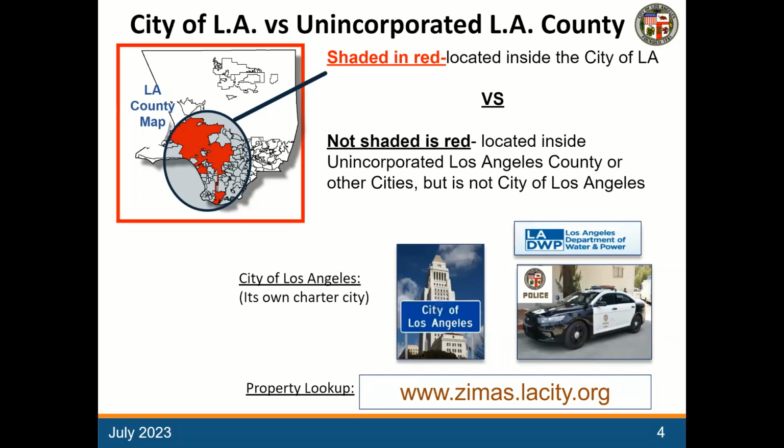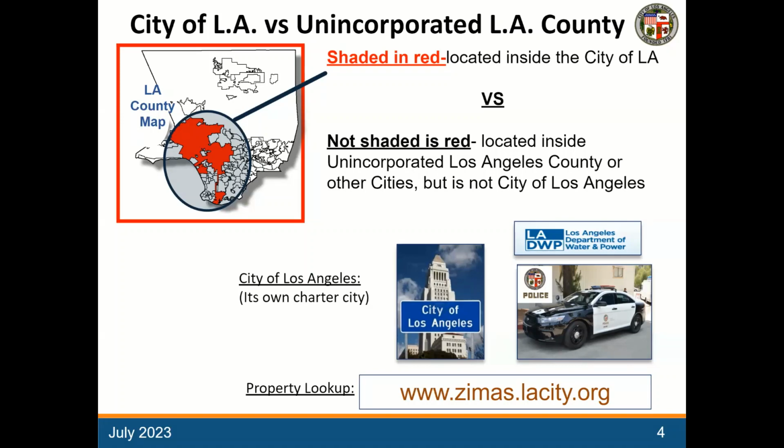It is very important to be able to identify if the rental unit is in the city of Los Angeles. The reason for this is because there are different rules that cover the city of LA units versus unincorporated LA County versus other cities in the county. So we prepared a very simple slide with an image that shows the entire Los Angeles County area outlined in black.